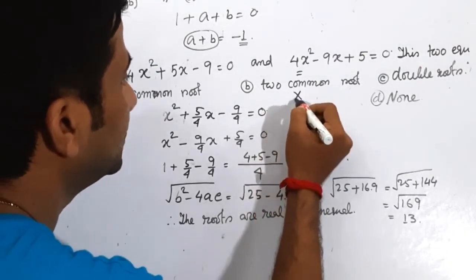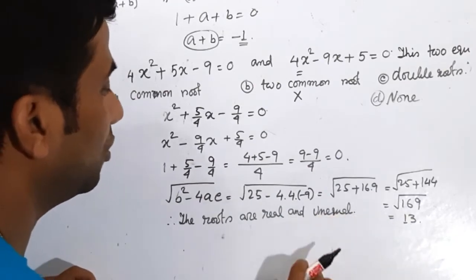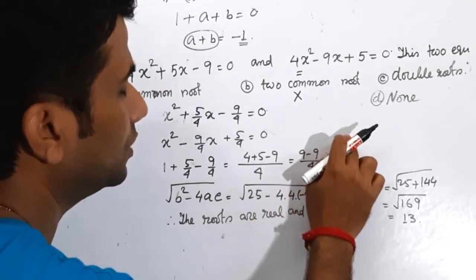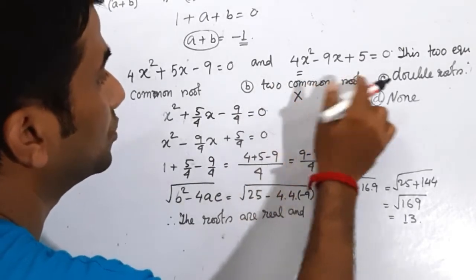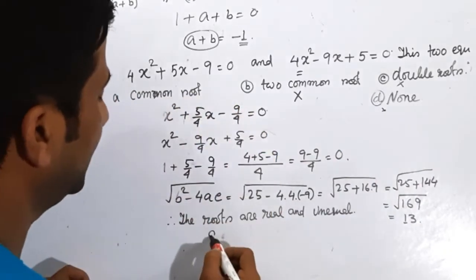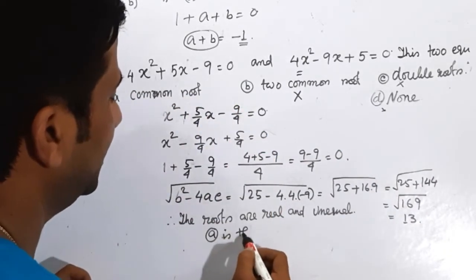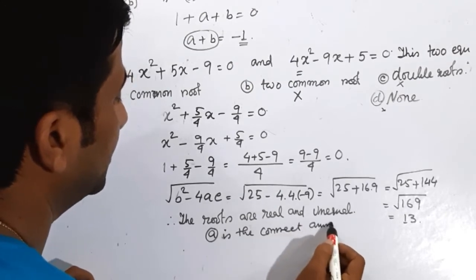So there does not exist two common roots because the roots are not imaginary or irrational. So there does not exist two common roots. Double roots will not be possible, none. So our answer is A. A is the correct answer.